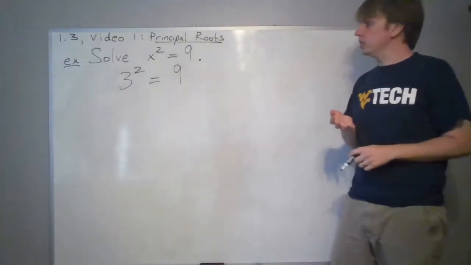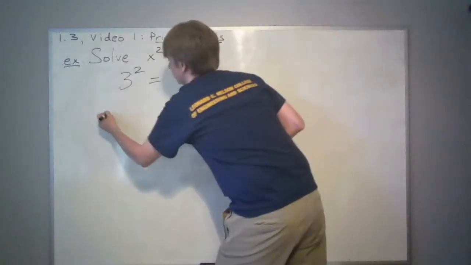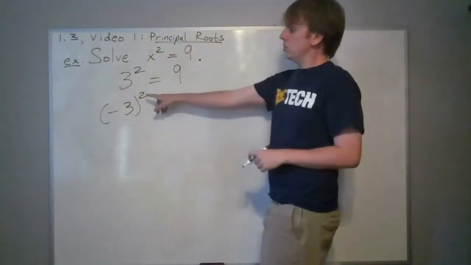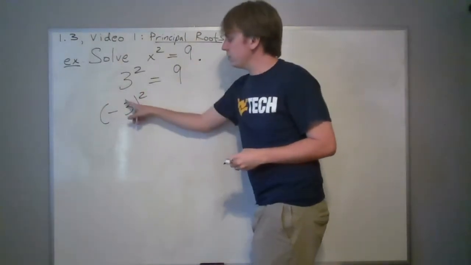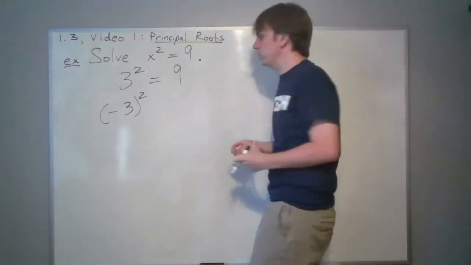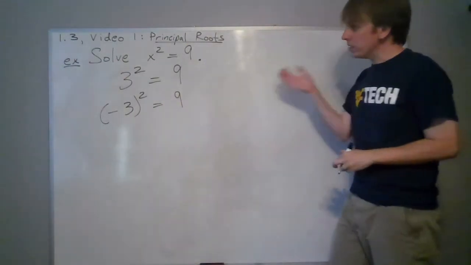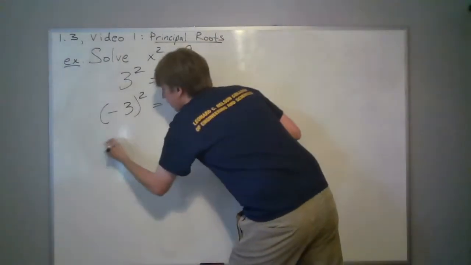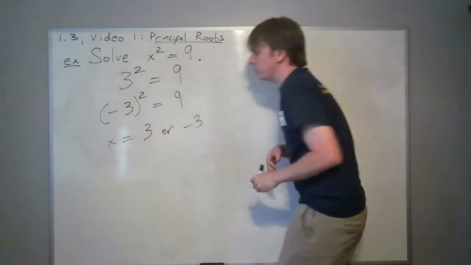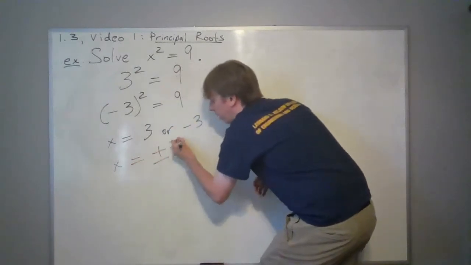But the other answer is that negative 3, when you square it, also spits out 9. Because negative 3, the quantity squared, means you multiply negative 3 times itself 2 times, and a negative times a negative should be a positive. So negative 3 squared should also be 9. So our answers here are x is equal to either 3 or minus 3. Sometimes we'll abbreviate this by just saying x is equal to plus or minus 3.